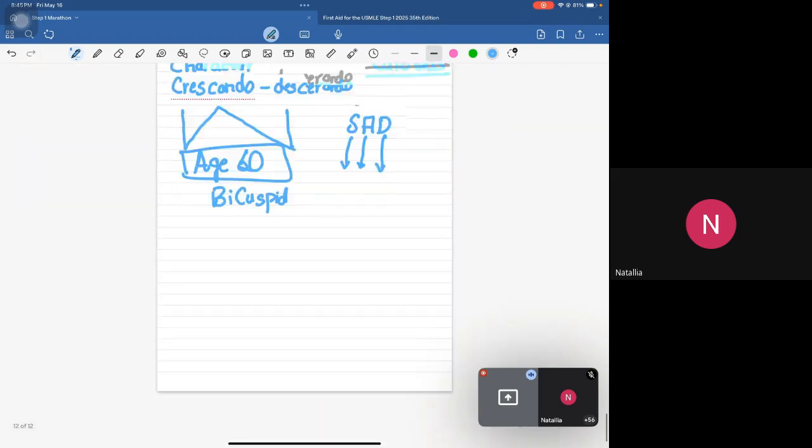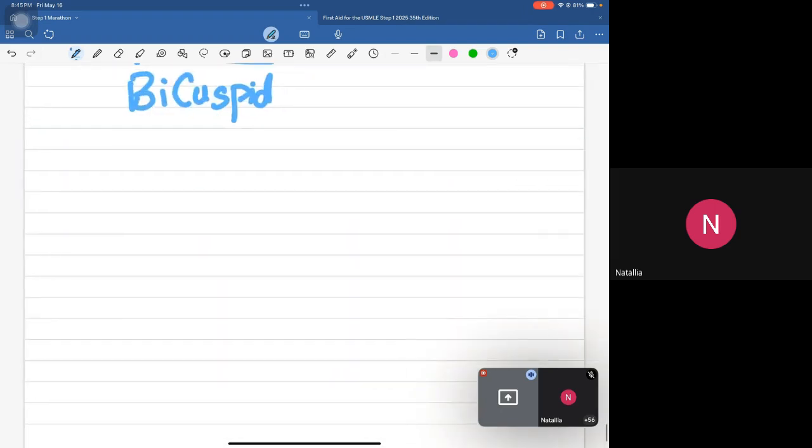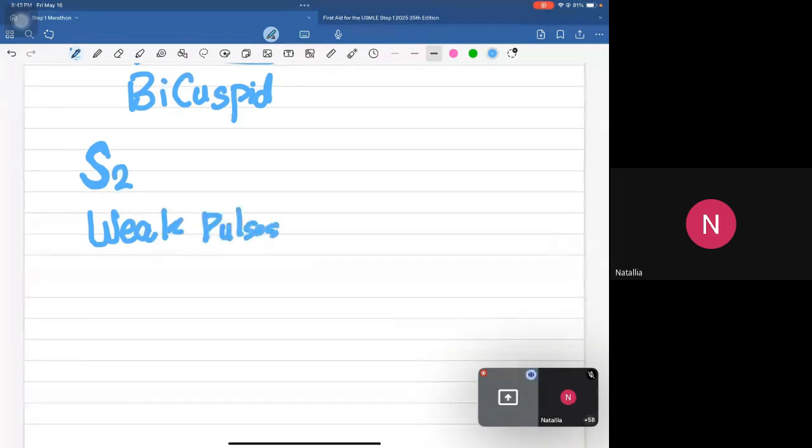Now, some other related things regarding this murmur are that the S2 is very soft, and the pulses are very weak. There would be weak pulses with delayed peak, which is known as a buzzword, pulsus parvus et tardus.